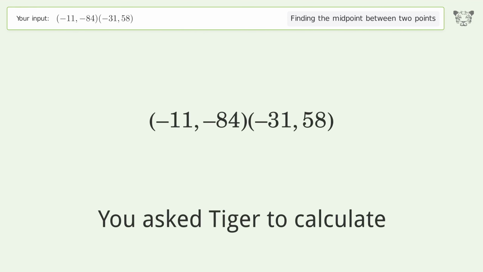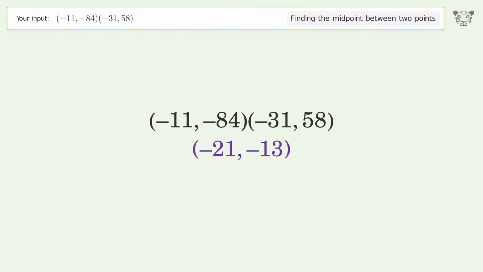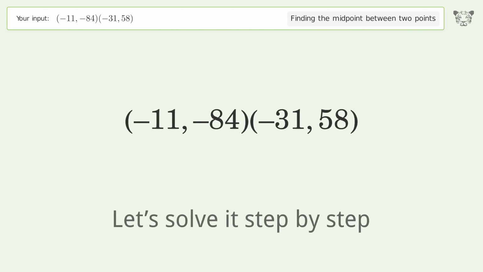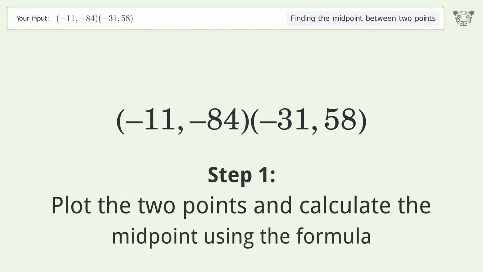You ask Tiger to calculate. This deals with finding the midpoint between 2 points. The midpoint between the 2 points is -21, -13. Let's solve it step by step. Plot the 2 points and calculate the midpoint using the formula.